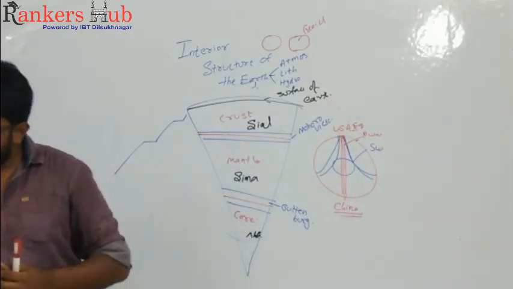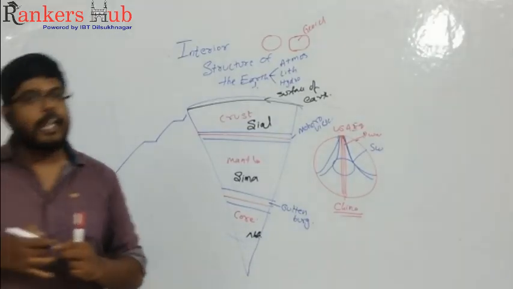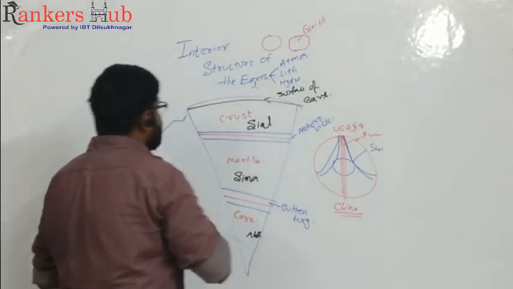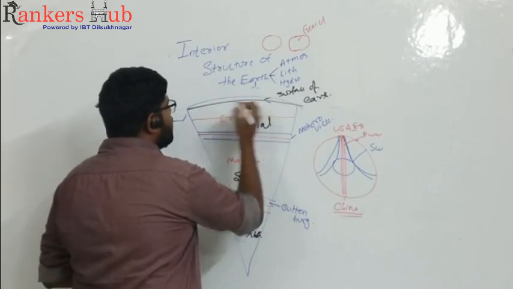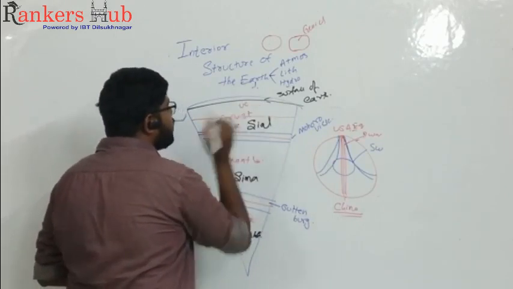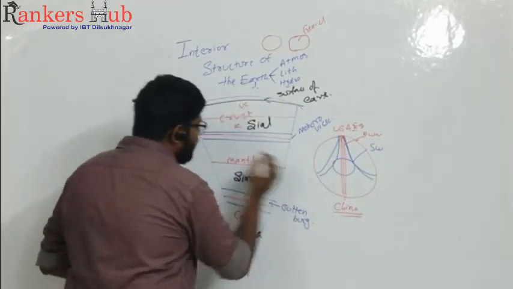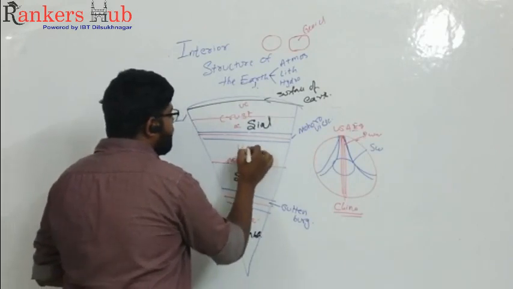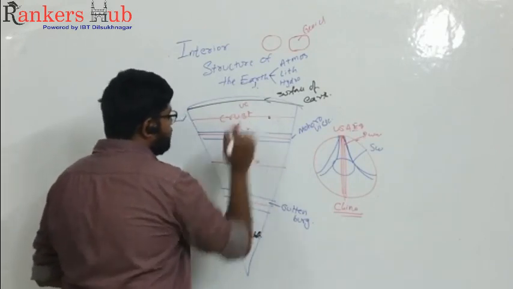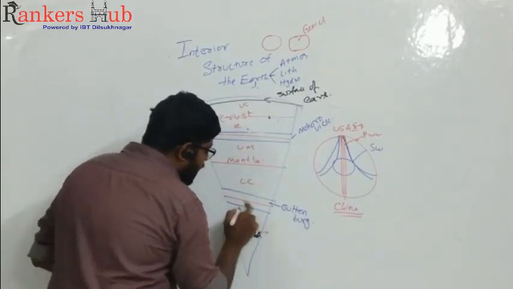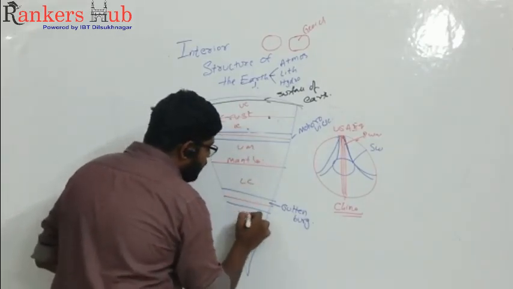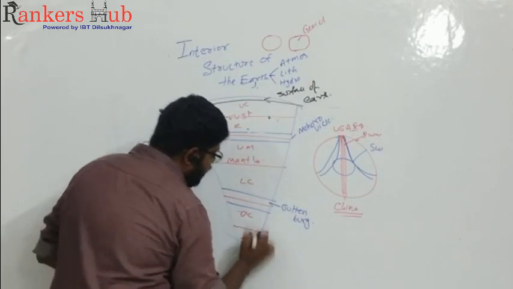But if we go into still more depth of the subject, we can find that the crust is again divided into two layers. One will be called the upper crust, the second will be called the lower crust. Again, the mantle will be divided into two layers. One will be called the upper mantle, the second will be called the lower mantle. But for the core, we call it the outer core, and we call this the inner core.